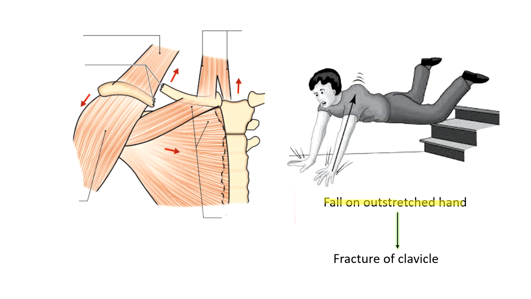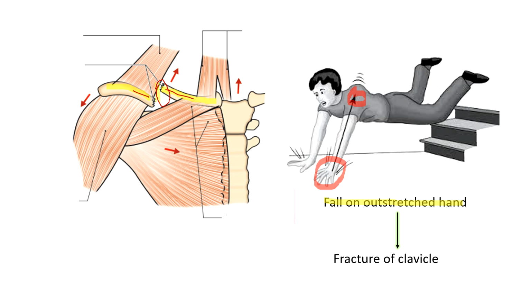See, you can look here. This person is falling on the outstretched hand, and it is leading to the fracture of clavicle. Now, this fracture happens at what location? Where the lateral one-third and medial two-third end of the clavicle meet. At this point, the clavicle is weakest. So that's why the fracture most commonly happens at the junction of the lateral one-third and medial two-third.